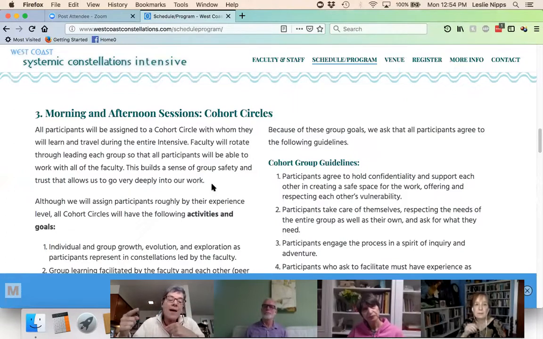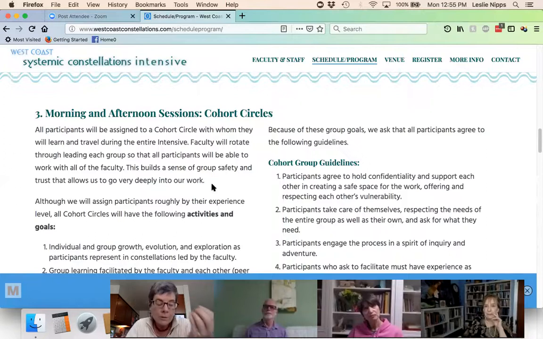We work with all the faculty at different times, but you stay with your cohort to basically develop a wonderful, tender, adventurous, playful experience of intimate community. And the nice thing is if you're real new to constellations, you're mostly working with people at your level. And if you're quite advanced, you'll be mostly working with people at your level, which means that you can dive deep at your level.